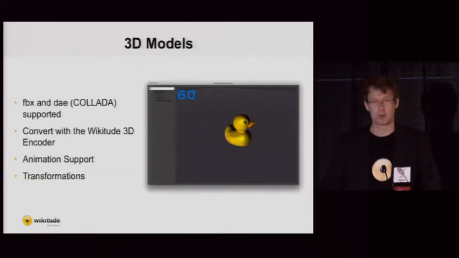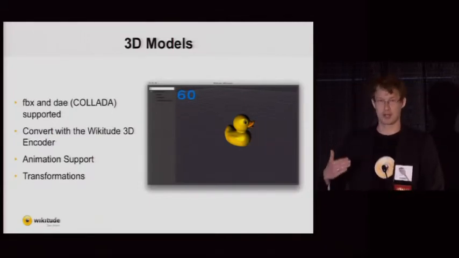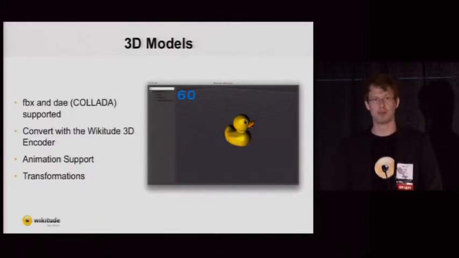Another thing, 3D models. Of course, this is kind of a natural thing. You want to support 3D models in an augmented reality SDK. We do support FBX and Collada files. We provide a tool called the Wikitude 3D encoder, which is fed with the files that you actually want to show in the Wikitude SDK. And these things are converted into a model format that is, again, fully optimized for our rendering engine.